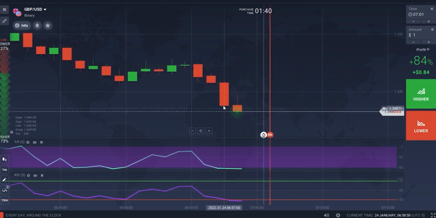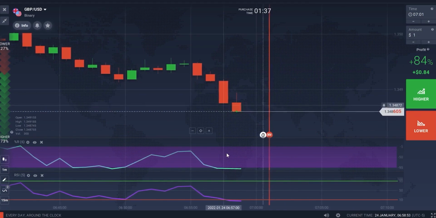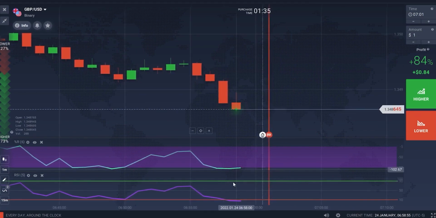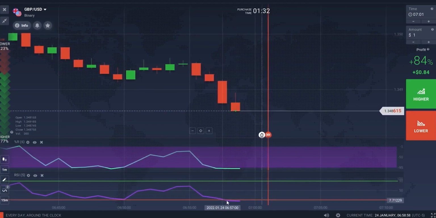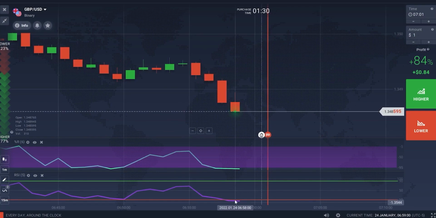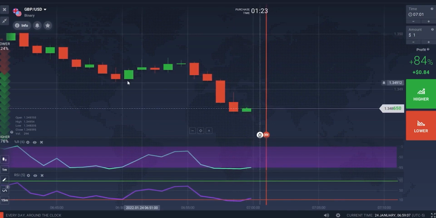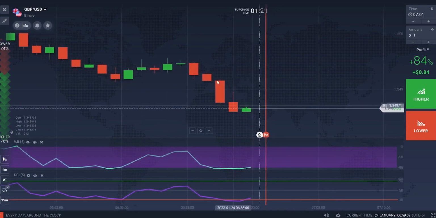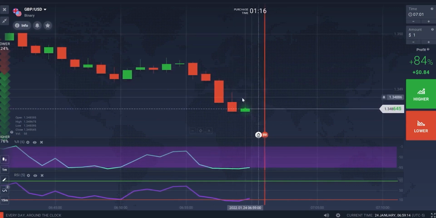In this case, the signal we were looking for didn't materialize. Even though both of our oscillators, Williams and RSI, are in the oversold area and in favorable positions, the RSI touched the oversold line and even moved below it, and the Williams also went below the negative range. The price broke through our level and the candles moved downward. If we had entered a buy trade relying only on these two oscillators, we would have faced a loss.